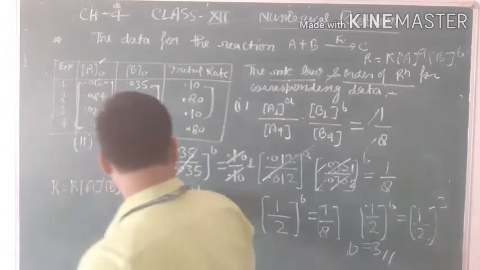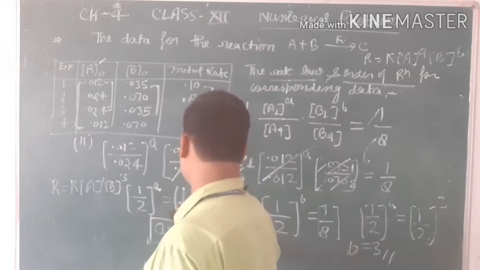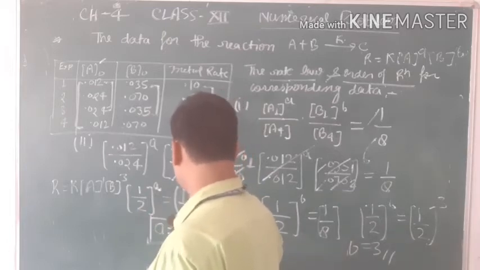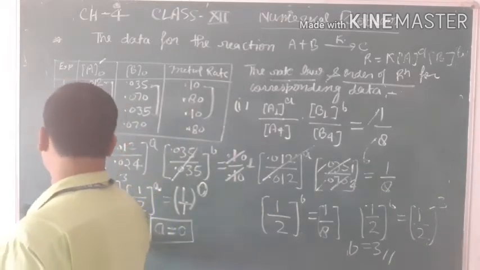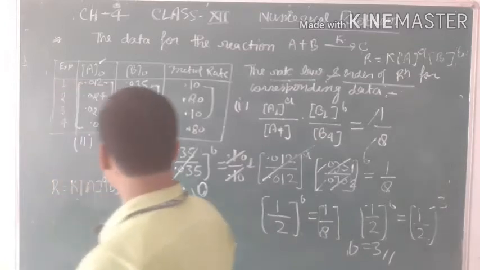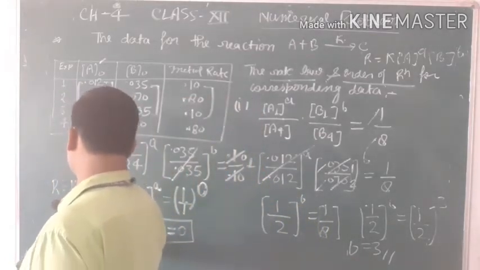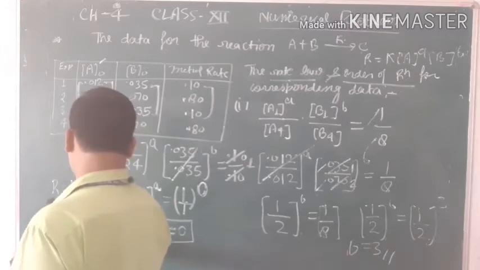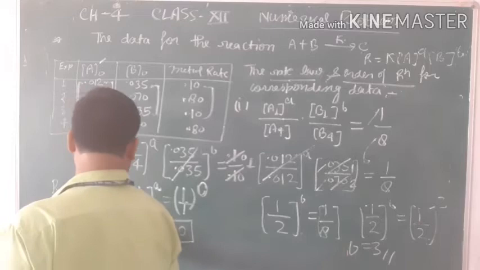I think it is A to the power 0, because 1 upon 2 to the power a equals 1 upon 1, so a is equal to 0. So here a is equal to 0. So the rate is equal to R, A to the power 0 and B to the power 3. So the order of reaction is equal to what? Order of reaction is equal to 3.